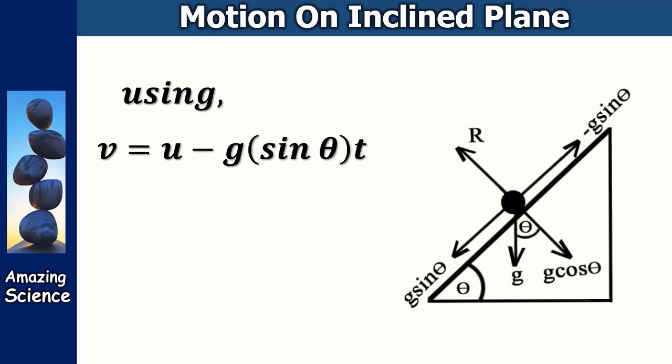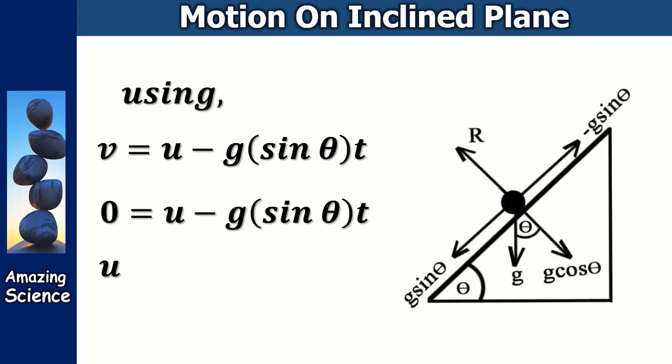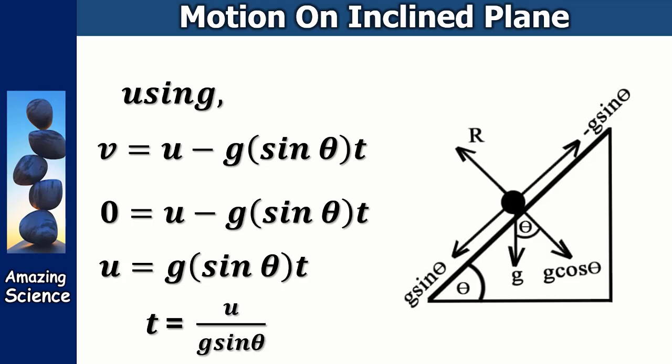And as the body reaches its maximum displacement, or the maximum height on the plane, the final velocity v is going to be 0. And so we can say that 0 is equal to u minus g sine theta t. By making u the subject, we have u is equal to g sine theta t. And then let's make t the subject to get t is equal to u divided by g sine theta.